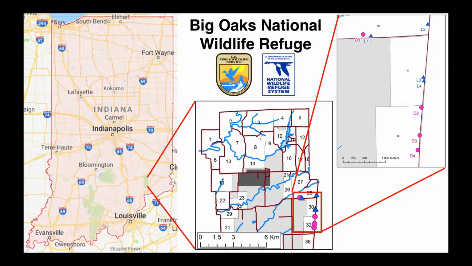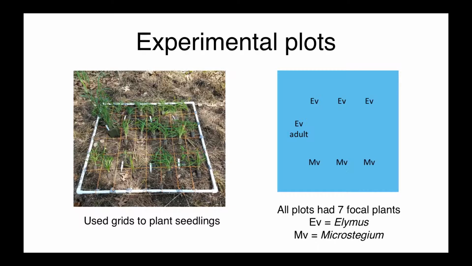So in the field, we're working in southeastern Indiana at Big Oaks National Wildlife Refuge. This is a fenced-in area where we have areas that are known Microstegium invaded, and the pink circles all have infection, and the blue triangles are areas where we identified no infection in the previous year and this year. And so I'm going to talk about an experiment we did at the pink circles, which we called the density experiment. And we had 20 plots at each of those 4 different sites.